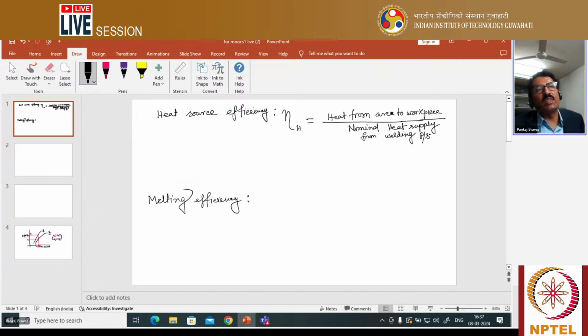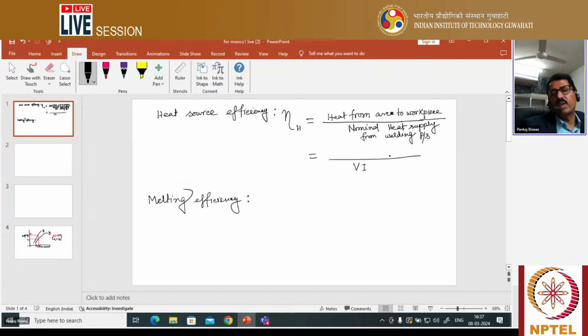And input is how much heat you are supplying from the power source. That is called nominal heat supply from the welding power source. Let us consider the power source has a welding current I and a welding voltage V. So V into I is known as nominal power.